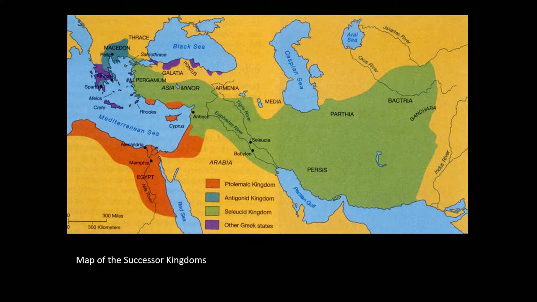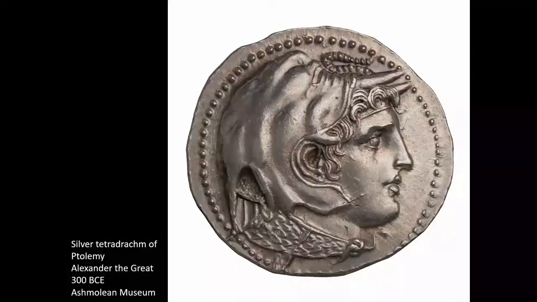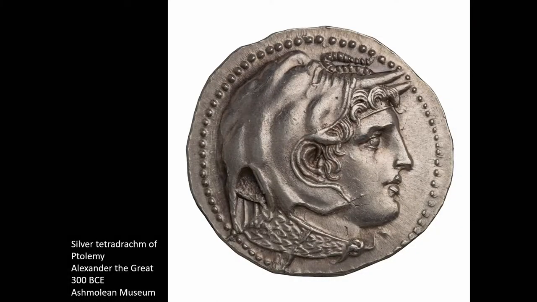And it's under the successors and their heirs that we find Alexander on coins for the very first time. Remember, Alexander never put his own face on his coins. So this, for example, is a nice coin minted under the Ptolemies around about 300 BCE. And you can see that now, rather than in the guise of Heracles, he has an elephant skin on his head commemorating battles in the East.